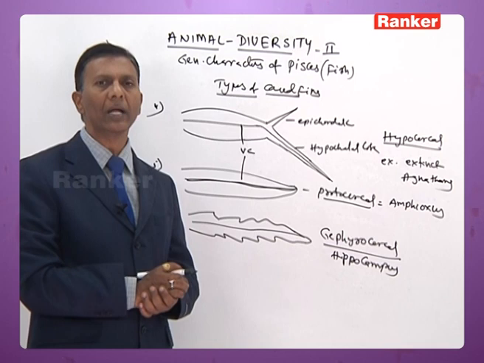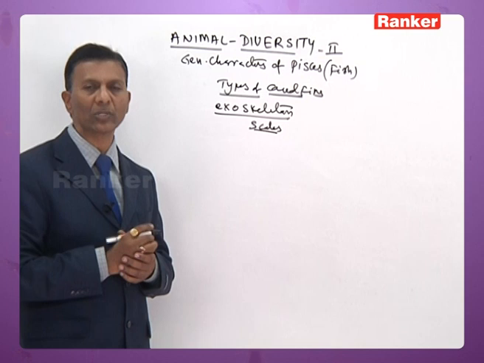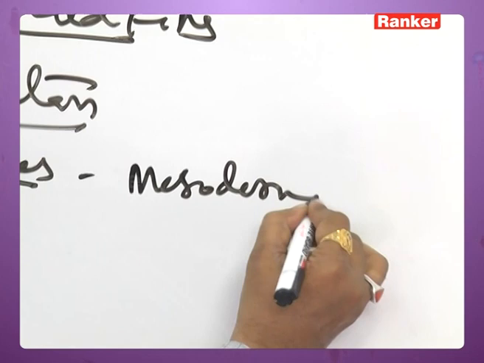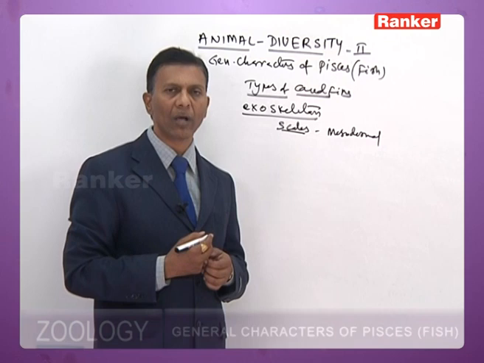The exoskeleton in fish is in the form of scales, and some of them in the form of bony dermal plates called scutes. The exoskeleton of fish differs from the rest of the vertebrates in being mesodermal in origin. In all other vertebrates like reptiles, birds and mammals, scales are derivatives of ectoderm or epidermis, whereas in fish they are derivatives of mesoderm or dermis.